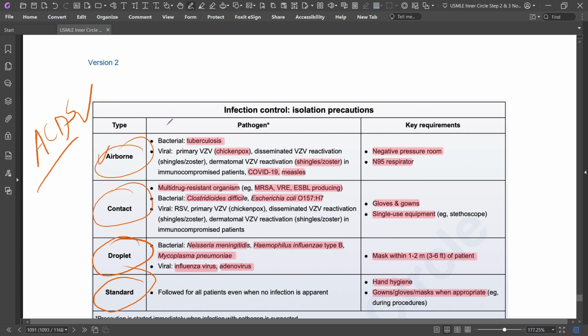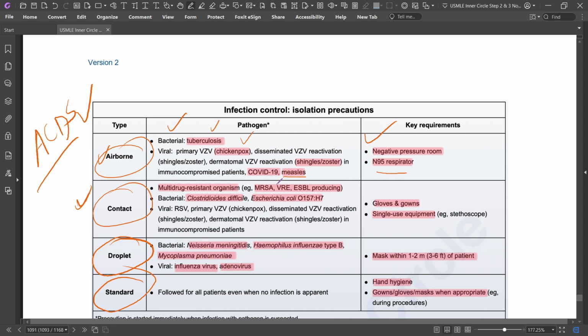Airborne may be bacterial like TB, or viral like chickenpox, shingles, COVID-19, and measles. What is the key requirement in this aspect? We know that for COVID-19 we use N95 and a negative pressure room for infection control.